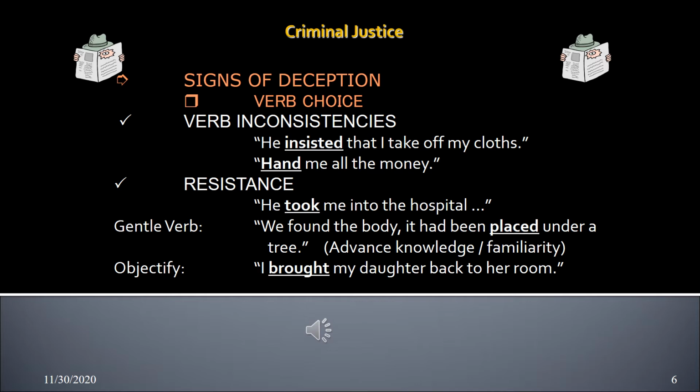It also will demonstrate resistance. He took me into the hospital. He took me into the hospital shows resistance. And once again, the literal meaning of the words are what we're looking at. Not just the context, but the literal word meanings. Took means you take somebody, you force them to go, right? That sort of aspect. So he took me into the hospital. If it was not a problem with the verb choice, it would be we went into the hospital, as an example.